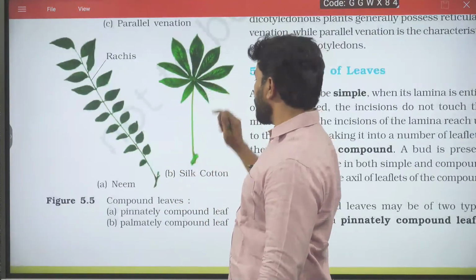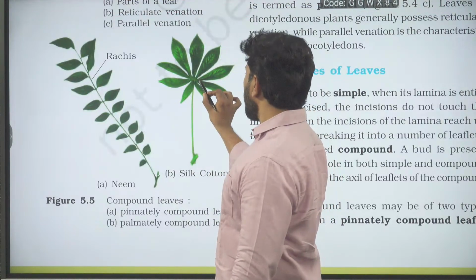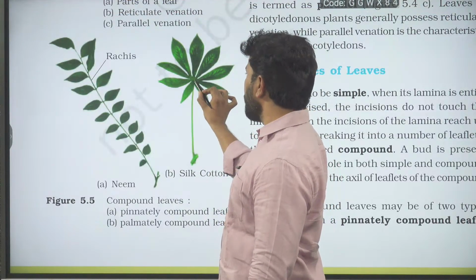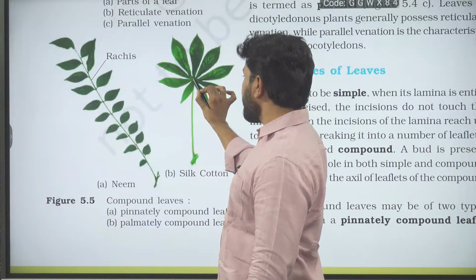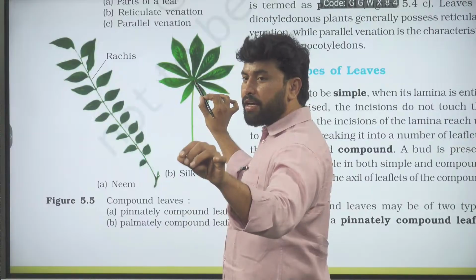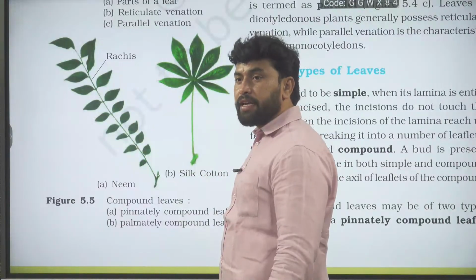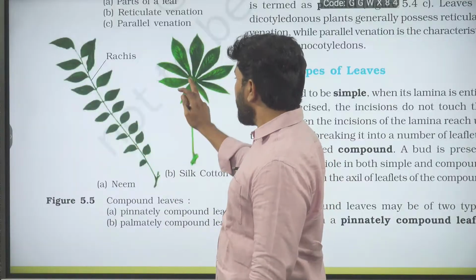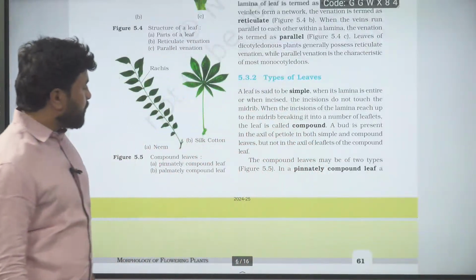Same thing, observe here. This is a silk cotton leaf where all leaflets are attached to a common point, and at the axils, where they attach to the petiole, there will not be any kind of axillary bud. Clear the statement? Like this, leaves have been arranged. Next one, types of leaves.